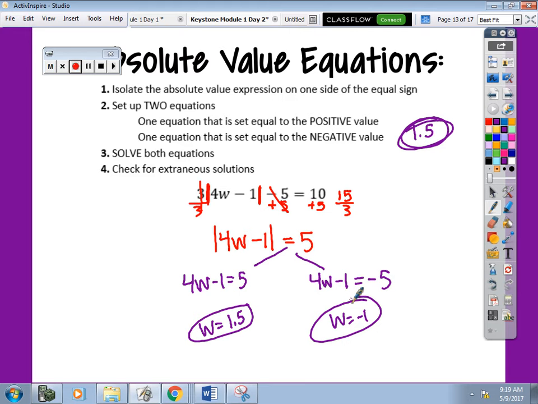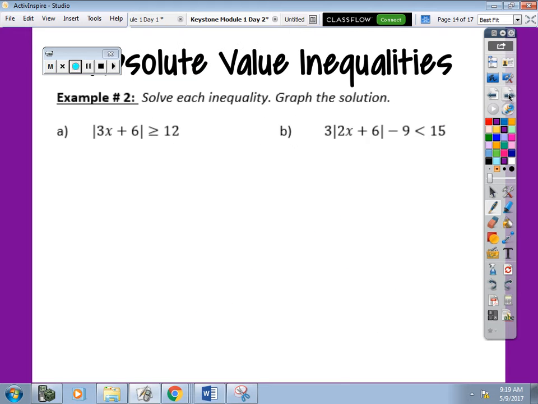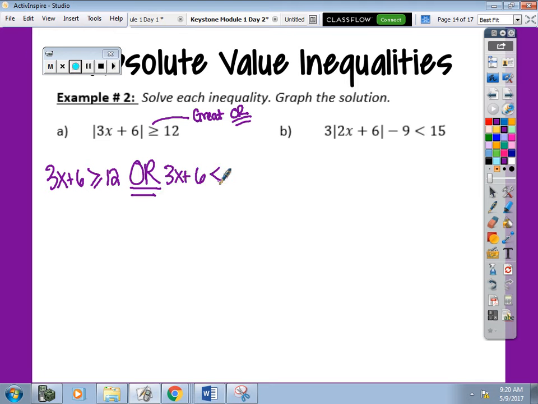Now the inequalities, you're going to do the same exact thing, but instead of setting up two equations, you're going to set up two inequalities. And we won't go through all of these, but just remember the little play on words. What type of inequality would I do for this one? An and or an or for letter A? Garrett? The or. Remember the play on words is this is a great or compound inequality. I'll set it up, but then we won't solve them, okay? So 3x plus 6 is greater than or equal to 12, or 3x plus 6 is less than or equal to negative 12. And then you would just solve each of these separately.